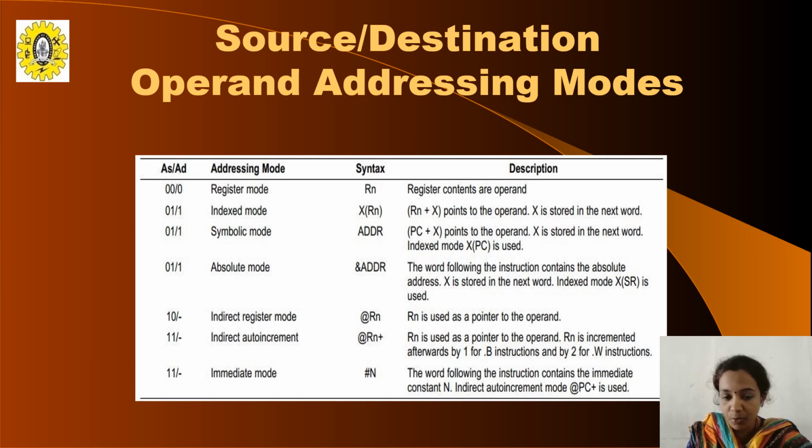Next one is the immediate mode. Immediate mode will always have #n in the instruction. The word following the instruction contains the immediate constant n. Indirect auto increment mode @PC+ at program counter plus is used. So these are the addressing modes of the MSP430 microcontroller.